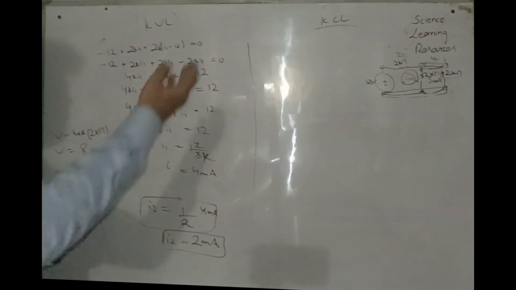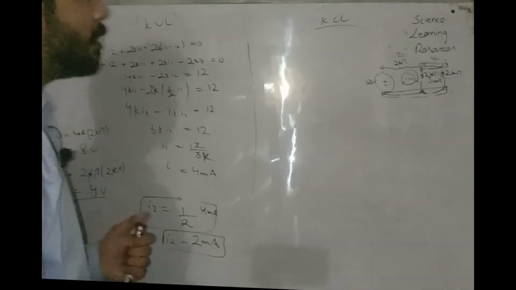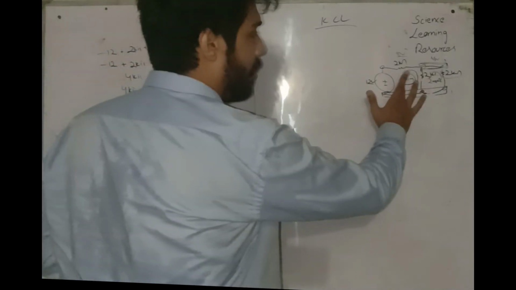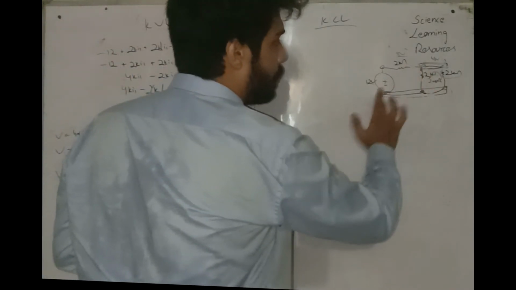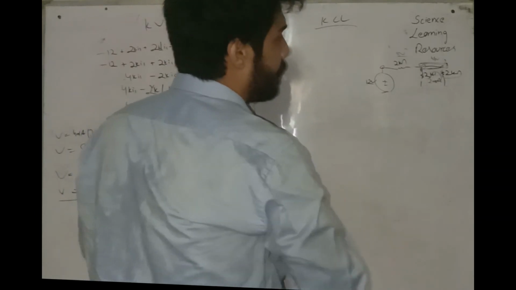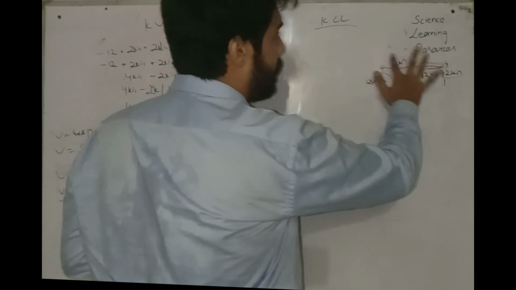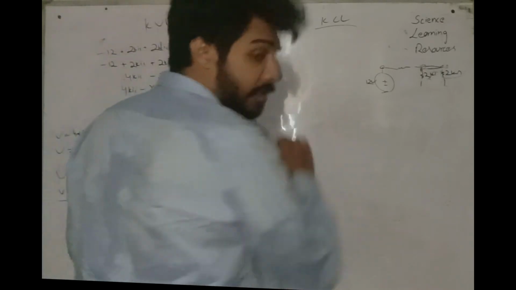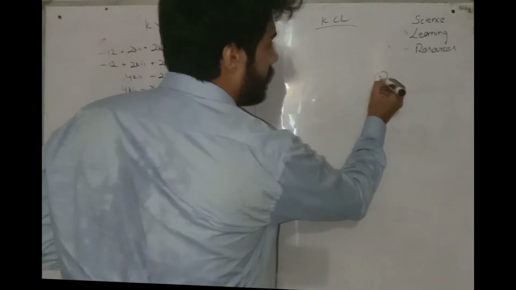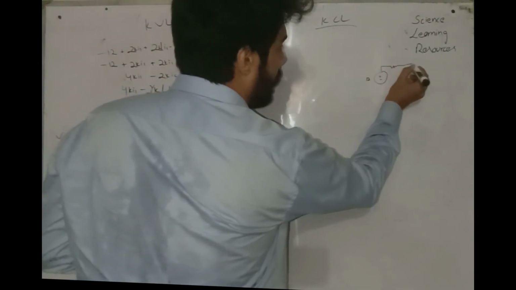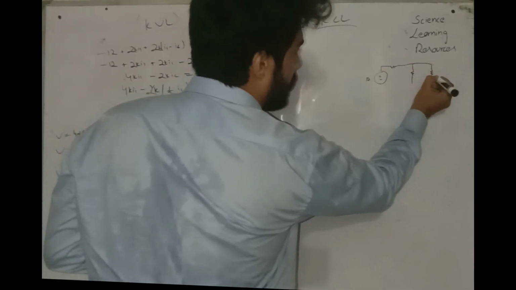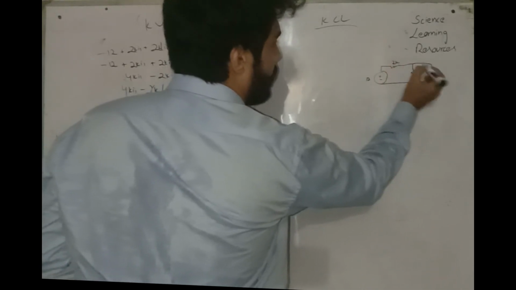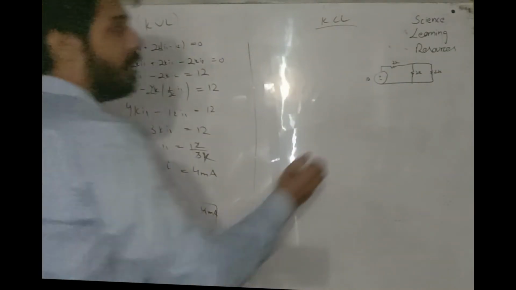After that, let me try to solve it with KCL. Let me redraw it. Okay, 12 volts was here, and after that I have this branch and this branch. We will have 2K, and in order to apply KCL, what do I have to do?